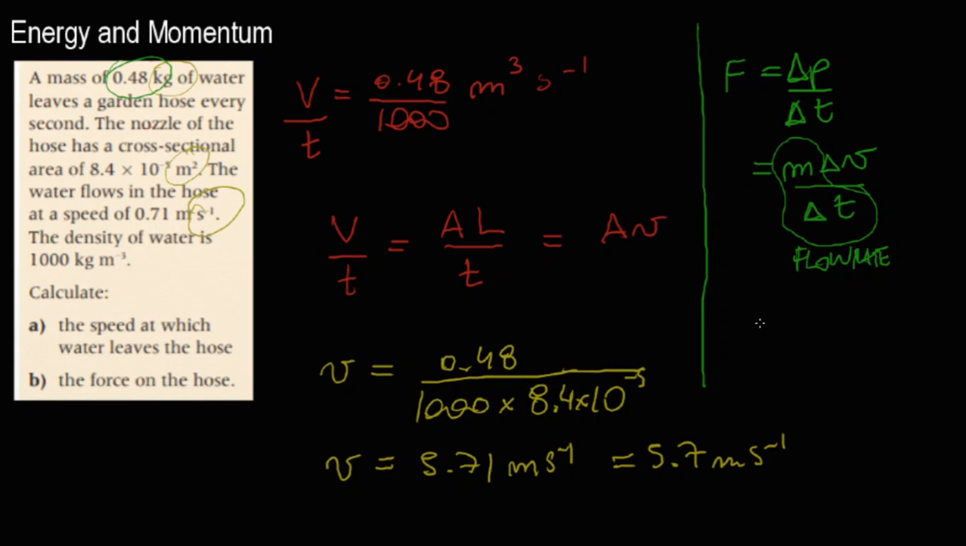And what would be our change in velocity? Well, since it's going from this speed, which is 0.71, up to 5.71 or 5.7, we can visualize that the change in velocity here is 5 meters per second. So we can just multiply 0.48 kilograms per second by 5 meters per second. Since everything is in SI units, my force here will be in newtons, and the result should be 2.4 newtons.